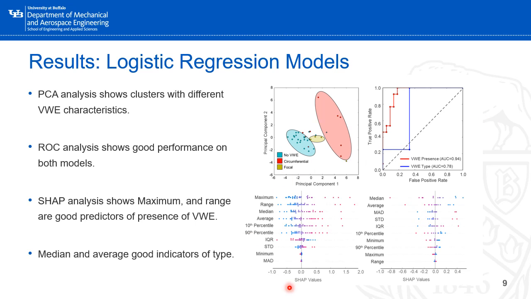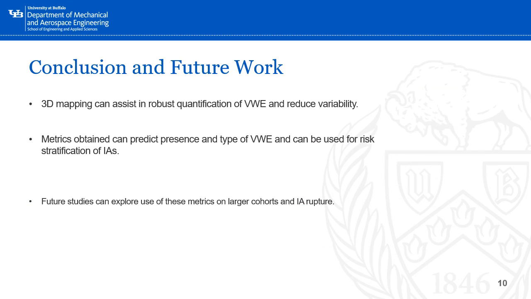Furthermore, we also performed Shapley analysis, which is a multivariate analysis that shows you which of the input parameters had the maximum impact on the output prediction. And it turns out in identifying the presence of enhancement, the maximum, range, median, and average intensity over the entire mapped sac have the maximum impact on the prediction. And furthermore, we also see that the median and average have the maximum impact when identifying the type of enhancement.